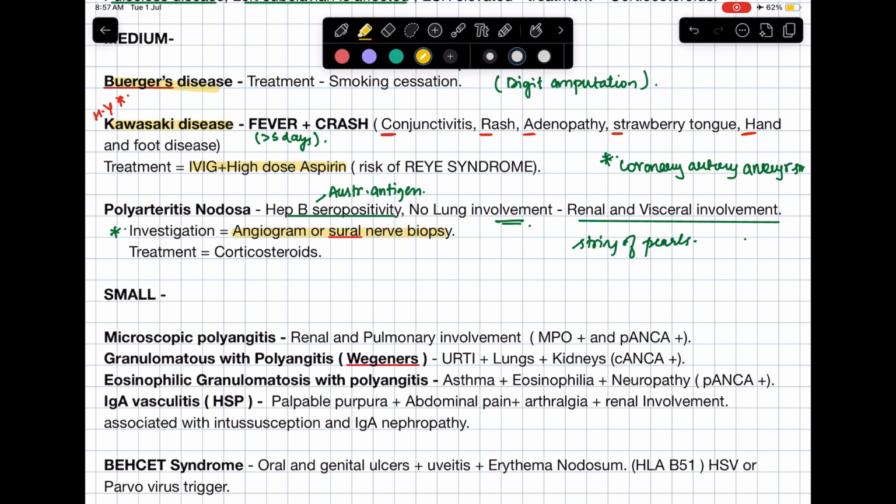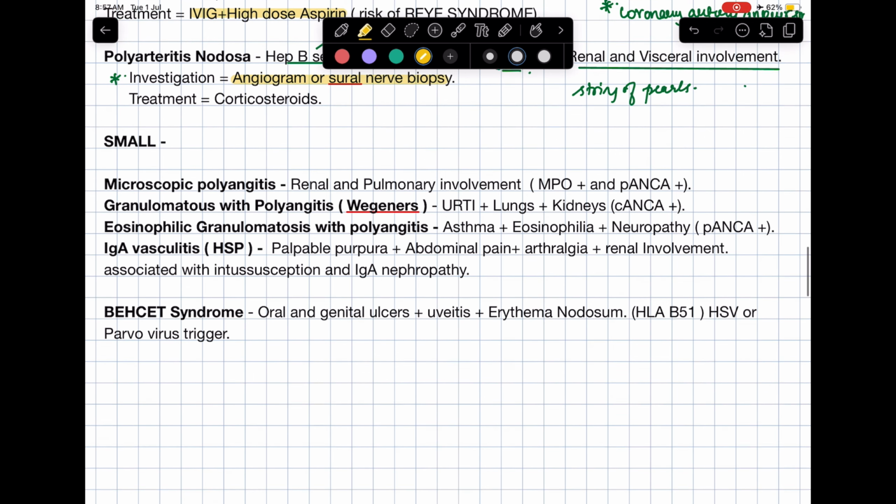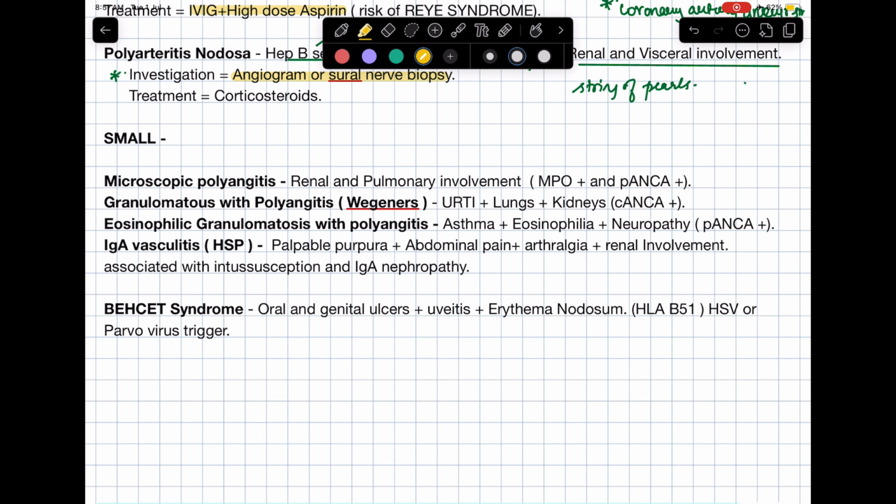Next section is small vessels. There are 4 diseases in it that are most important that AMC asked. First is microscopic polyangiitis. The only thing is renal and pulmonary vessels would be affected. It would be MPO positive and p-ANCA positive, and the treatment for it is prednisolone or cyclophosphamide. That's it. Second is granulomatosis with polyangiitis, also known as Wegener's disease.